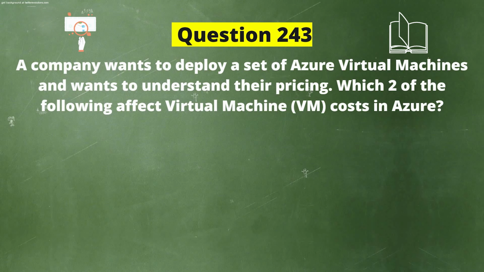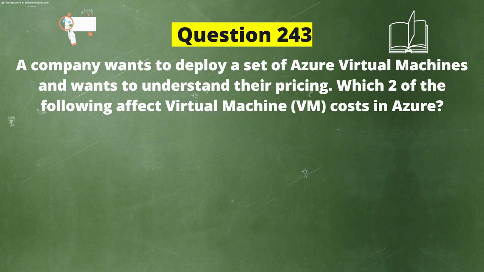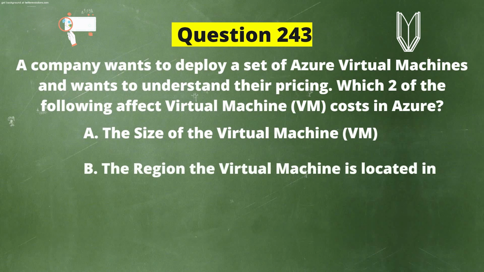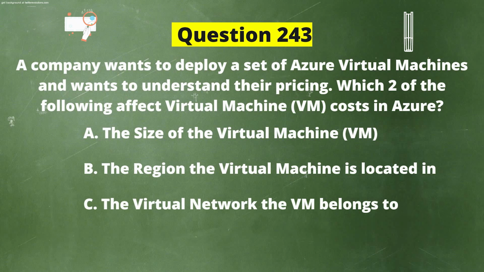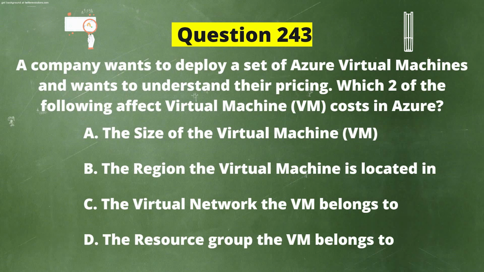Next question. A company wants to deploy a set of Azure virtual machines and wants to understand their pricing. Which two of the following affect virtual machine cost in Azure? And the options are A. The size of the virtual machine. B. The region the virtual machine is located in. C. The virtual network the VM belongs to. D. The resource group the VM belongs to.